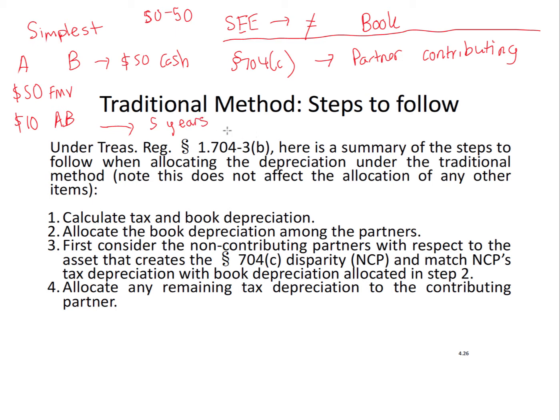And let's also say, just for simplicity for this example, I know this isn't realistic, let's just say it's straight line for both book and tax purposes. Straight line for both, okay? Let's just do some general analysis here. So our book number is 50. 50 divided by 5 will be $10 per year for the entire partnership. So that'll be $5 per partner.